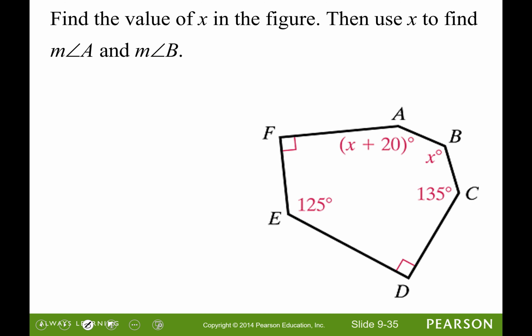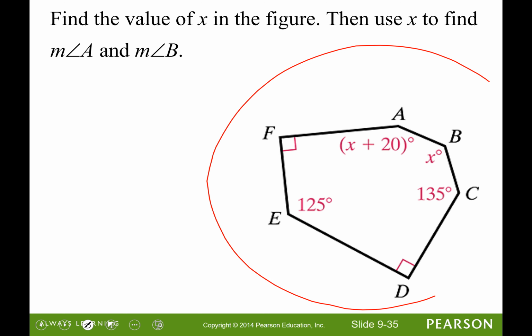Find the value of x in this figure, then use x to find the measure of angle A and the measure of angle B. Okay, we have a geometric figure. We need to translate it into an algebraic equation. You need an equal sign and an x in there. Go ahead and pause this video and try to translate that figure into an algebraic equation and then solve for x.